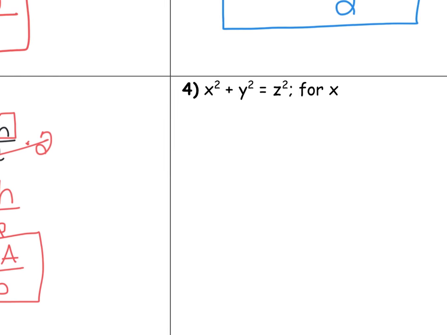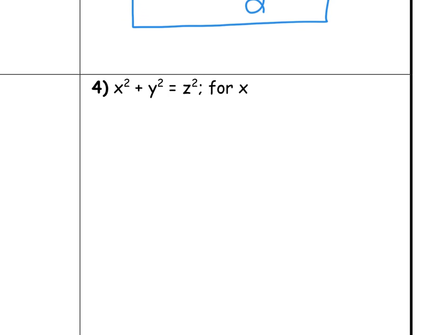Okay, moving on to number 4. I'm solving for x, so I'm going to box in the variable I'm solving for. I'm going to rewrite this so I have room. It's x squared plus y squared equals z squared. And again, I'm solving for x.